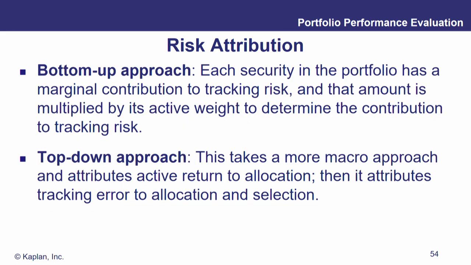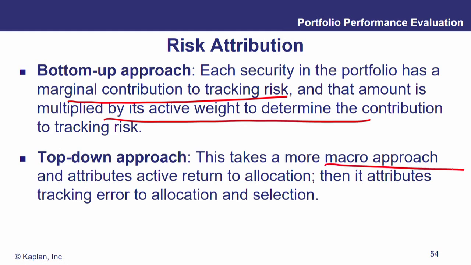Okay, so risk attribution, we can use a bottom-up approach. As the table indicated, each security is going to have a marginal contribution to tracking risk, and then we're going to multiply that by its active weight to determine the contribution to this tracking risk. And using a top-down approach, this is going to be more of a macro approach, and we're going to attribute active return to allocation. And what are we trying to do here? We're basically going to attribute tracking error to both allocation and selection. So again, it's sort of the same process over and over. We're just having some slight tweaks.